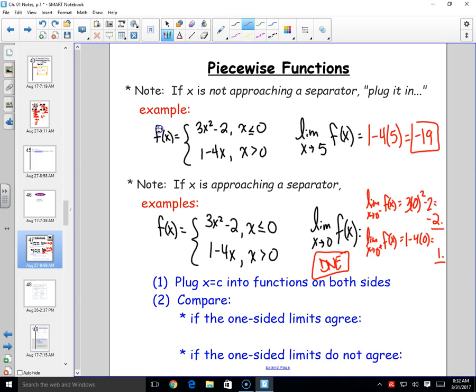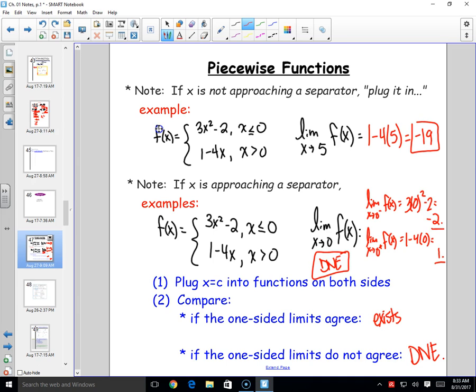If x is approaching a separator in a limit, you have to think about the limit from below and above. And if the limit below is one function, you have to plug into that function. And if the limit above is another function, you have to plug into that other function, and then you have to compare. If the one-sided limits agree, then the limit exists, and it exists at the value they both agree upon, right? But if the one-sided limits do not agree, you know the limit does not exist. True? Does that make sense?